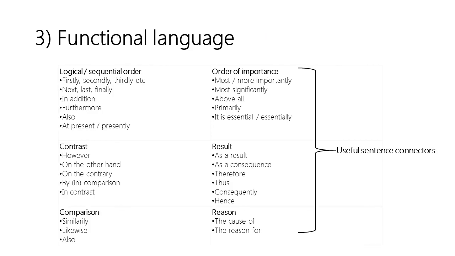Functional language or sentence connectors perform different functions and are usually placed at the beginning of a sentence. They are used to introduce order, contrast, as well as show sequence in a paragraph. The following table lists some useful functional language or sentence connectors.